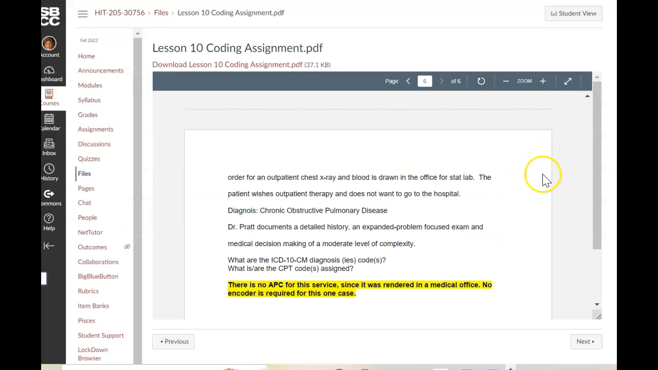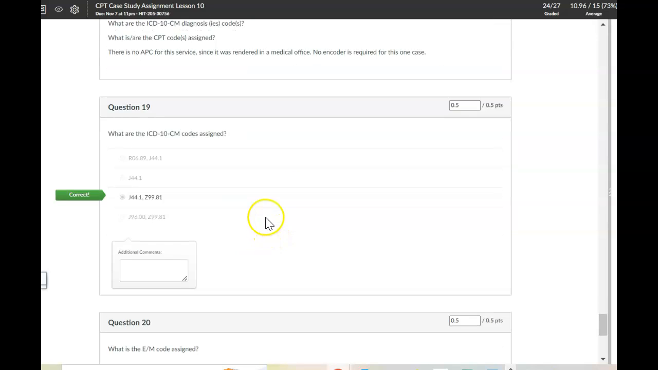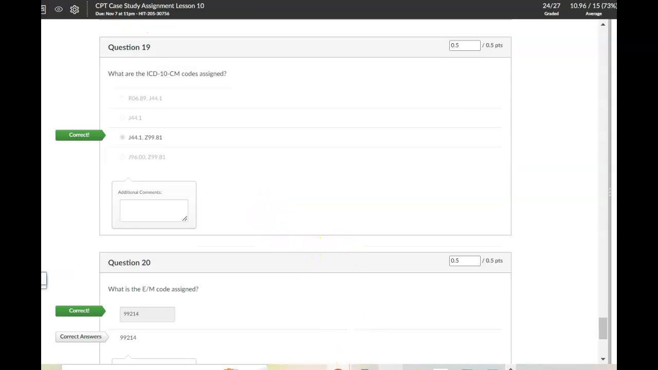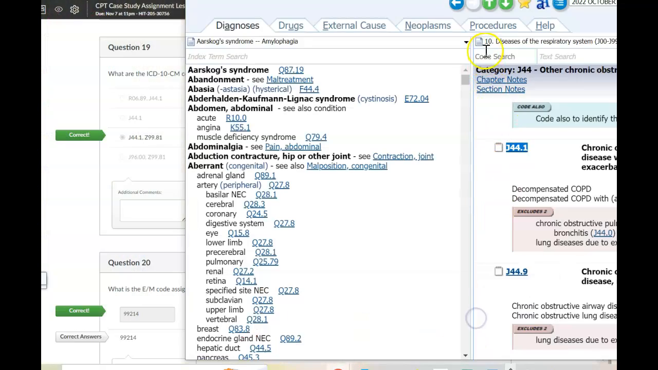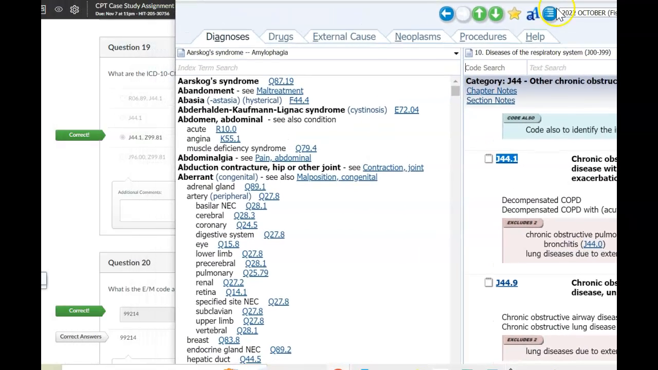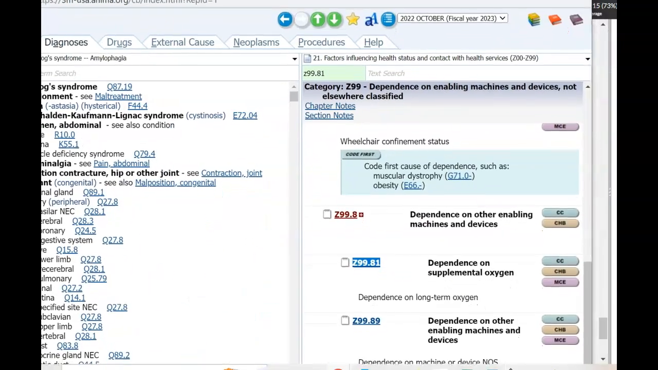Keep in mind, with this one, we have to go back and make sure you look at the lesson 10 coding assignment. This is where all of our information really is. So we are going to just diagnose this patient with chronic obstructive pulmonary disease, which I do have. And then we also have Z99.81. Let me pull that up. Right here, I have the COPD, and then we have the Z99, dependence on oxygen.